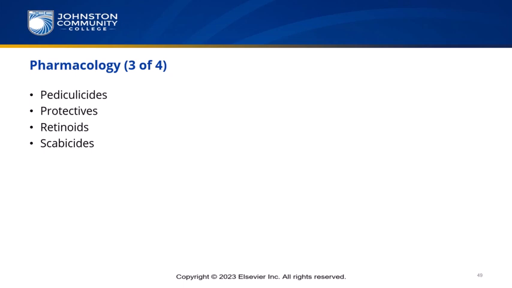Scabicides are used to destroy mites and scabies. Examples would be Eurax and permethrin. Finally, herbal medicine is used to treat some skin disorders. Aloe vera is used to treat sunburn and stomach ulcers, and tea tree oil is used for its antibacterial, antiviral, and antifungal properties.